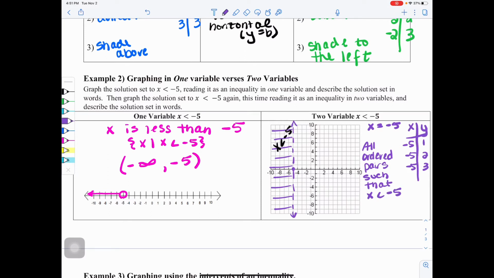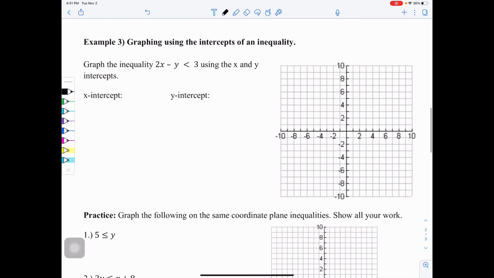So if I'm going to compare these two, I can see how some things translate. For example, over here on the left, an open circle translates to two variables as being a dotted line. But I also noticed that we have shading in both, and for both of them, the shading went to the left. So there's a look at a one variable situation right next to a two variable situation and seeing the differences between the two. Now let's move on to example 3.